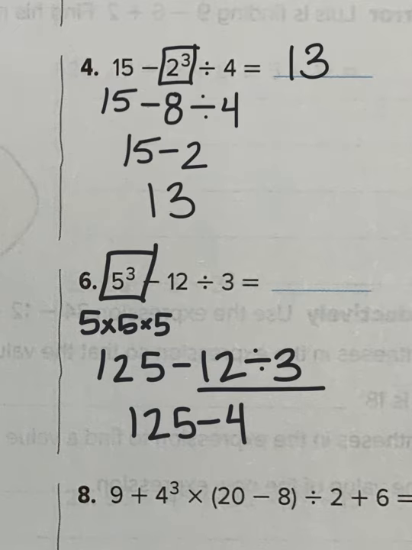That leaves us with 125 minus 4, and the last step would be addition and subtraction from left to right. Don't have any addition, so we'll just do our subtraction. So 125 minus 4 gives us 121 for our answer.